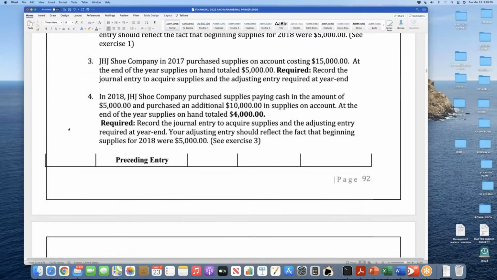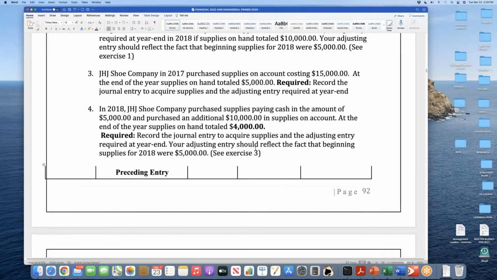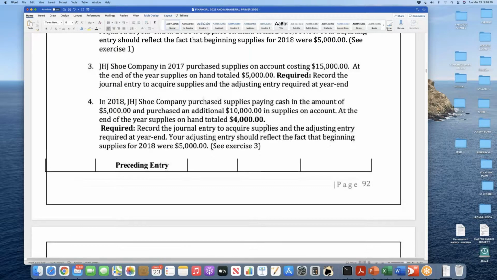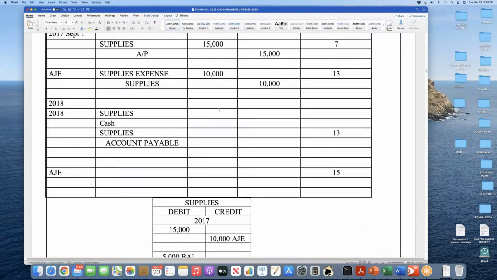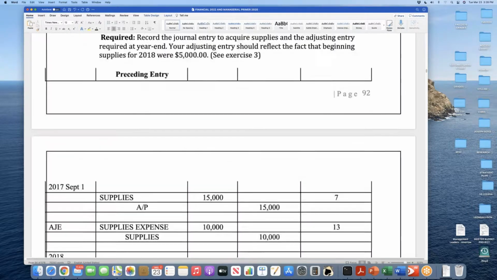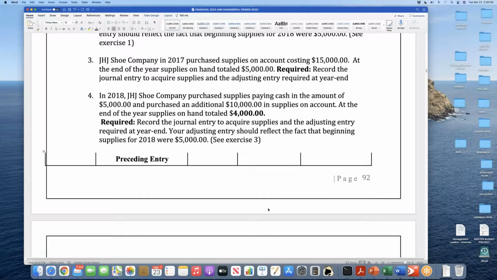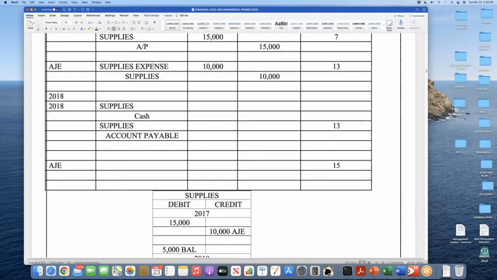Okay, so when we look at 4, it says that they paid cash of 5,000 and purchased an additional 10,000 on account. So their cash purchase was 5,000.